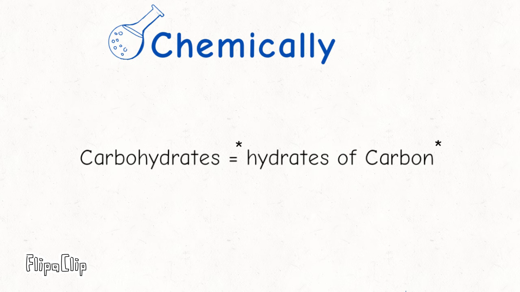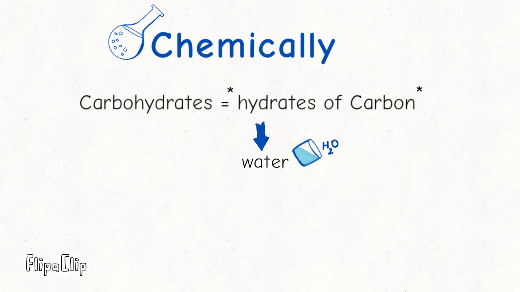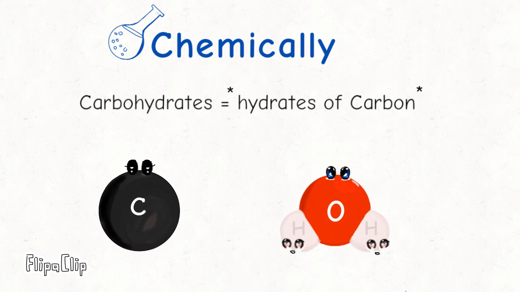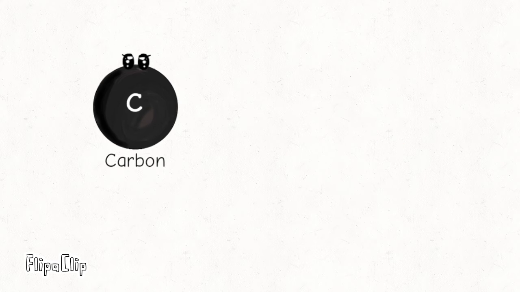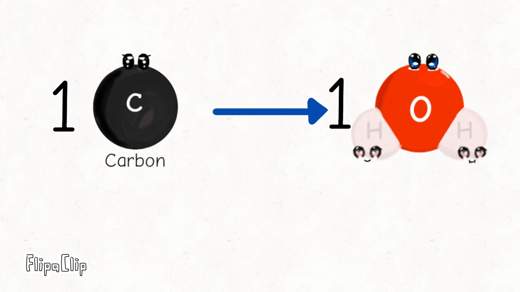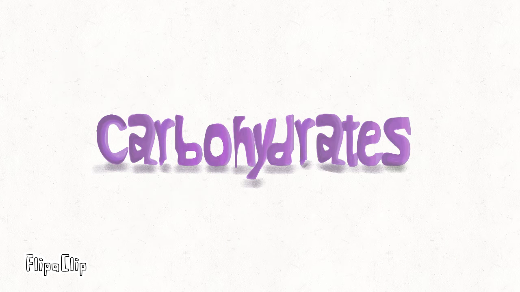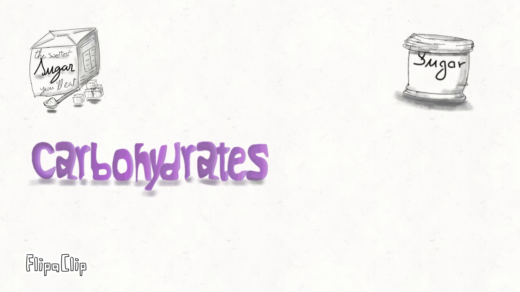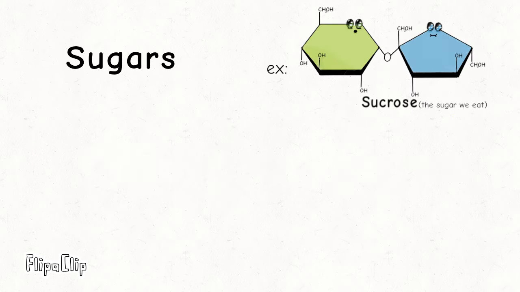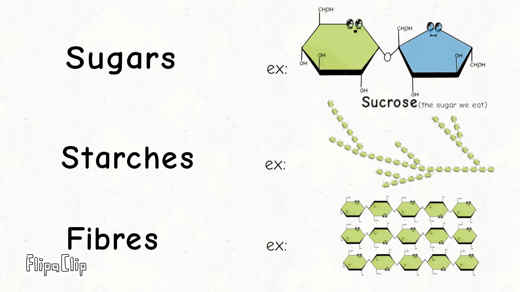Chemically, as their name suggests, they're hydrates of carbon. Hydrate meaning water. In other words, they're made out of carbon and water in a ratio of about, for every 1 atom of carbon, 1 molecule of water, which gives us the following empirical formula. Now, as I said before, we can refer to them as sugars, but sugars, starches, and fibers are just the most common ways you can find carbohydrates in nature.